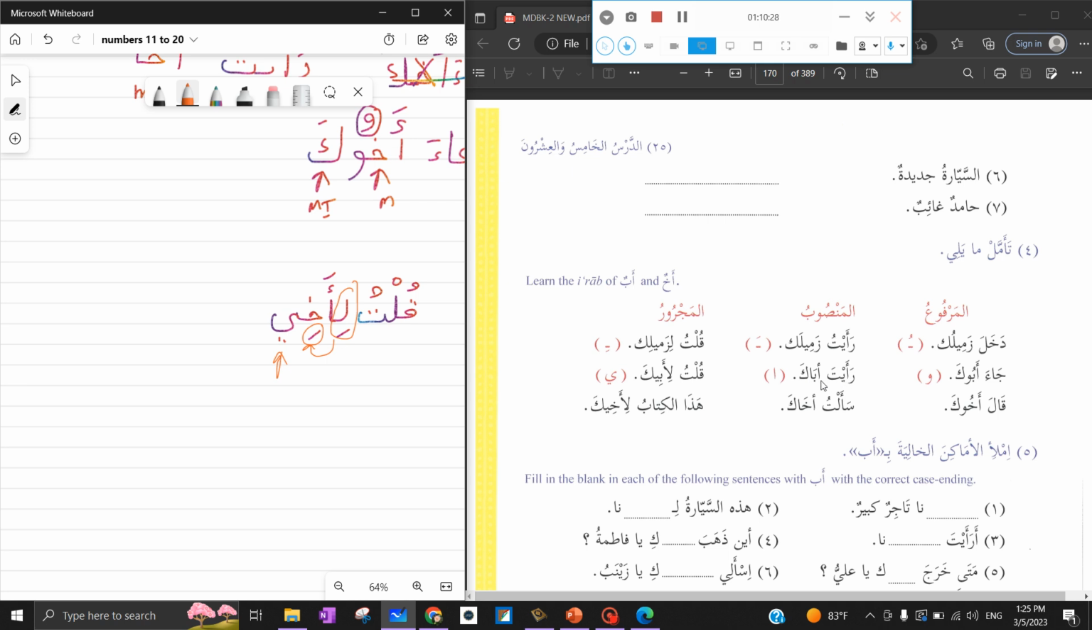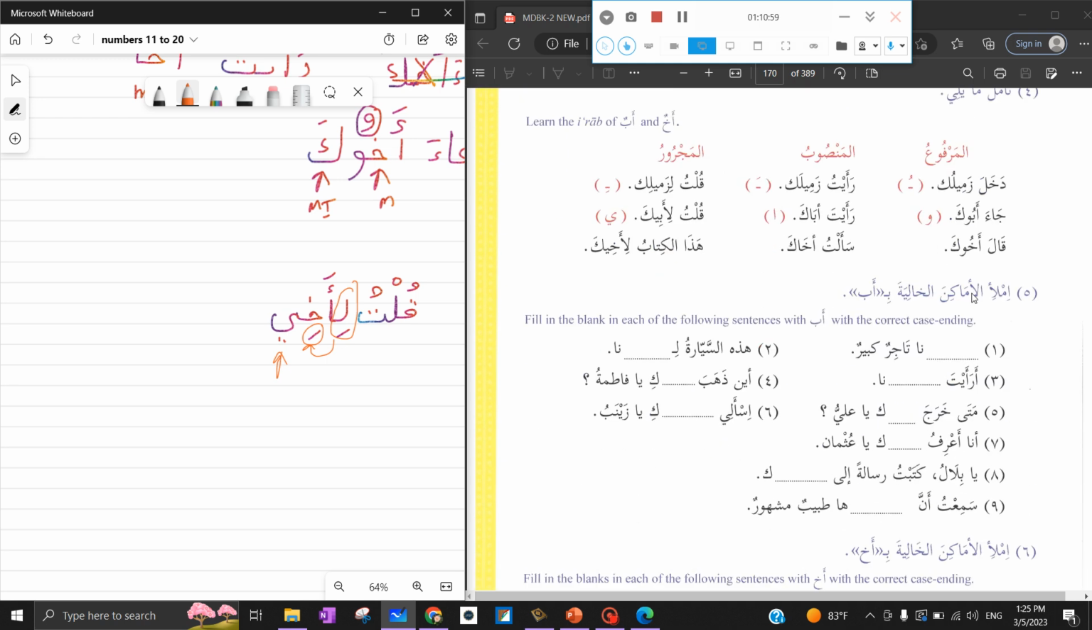So let's see. Ra'aita abaka. As you can see, ba with alif. Now qultu li abi, ba with ya and kasra. Qala akhuka. Since it is in marfu case, so waw with dhamma. And here it is with alif and fatha. Why? Because it is in mansub maful bihi case. Hadha kitabu li akhi. So this akh is with what? Kha with kasra and ya.